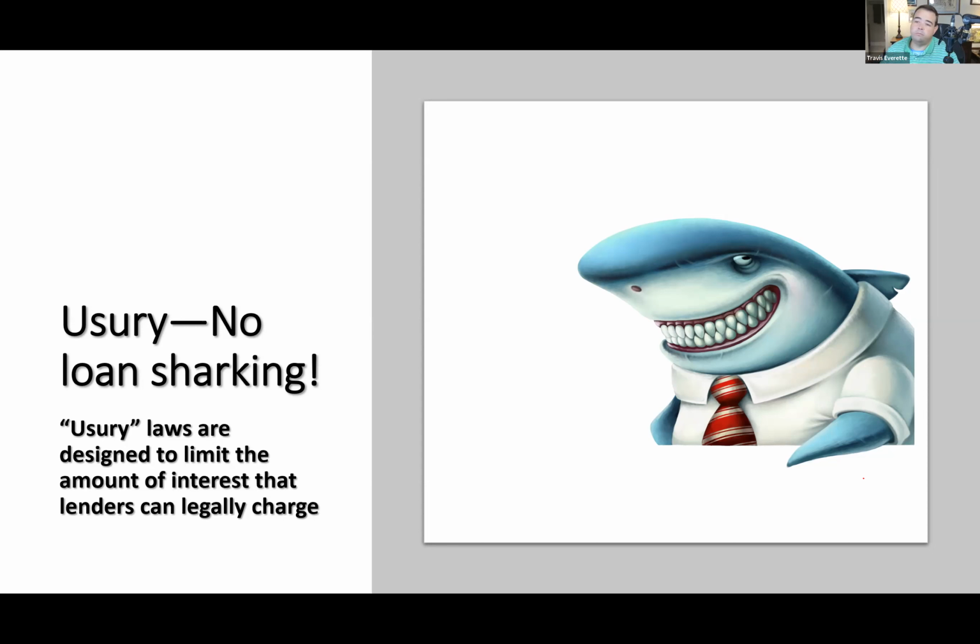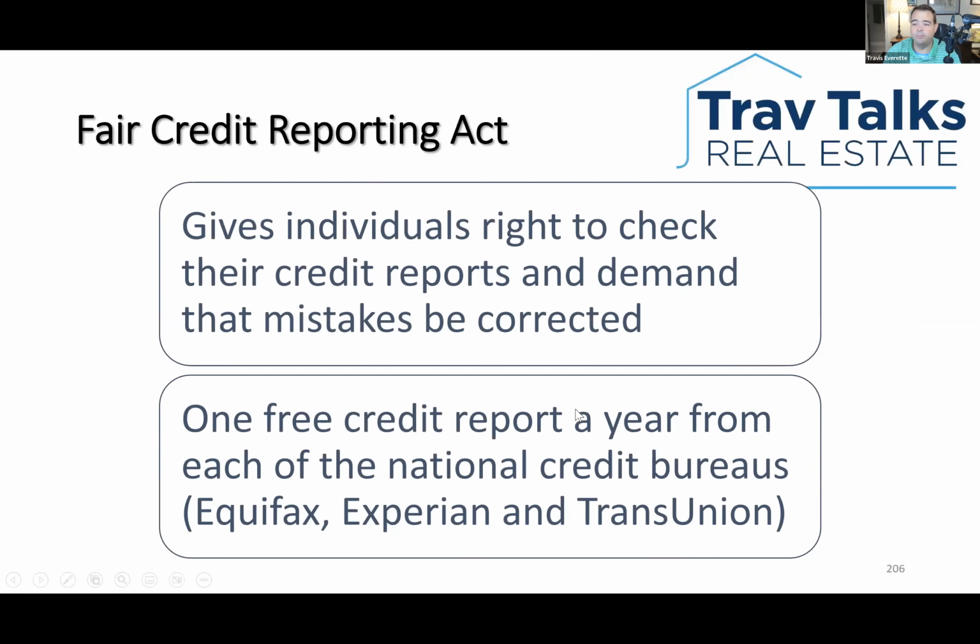The current one in North Carolina, by the way, for mortgage loans is 16%, just so you know. I don't think we're going to hit that number anytime soon. That's the current maximum under North Carolina state law for a mortgage note. 16%. That's an ugly number. That's a real ugly number.